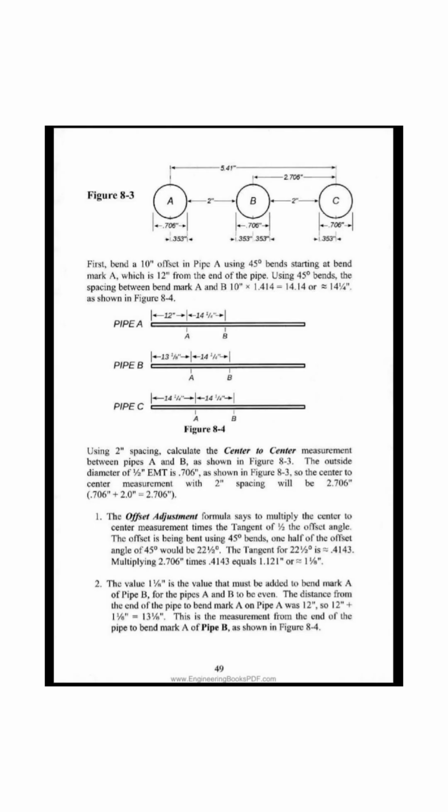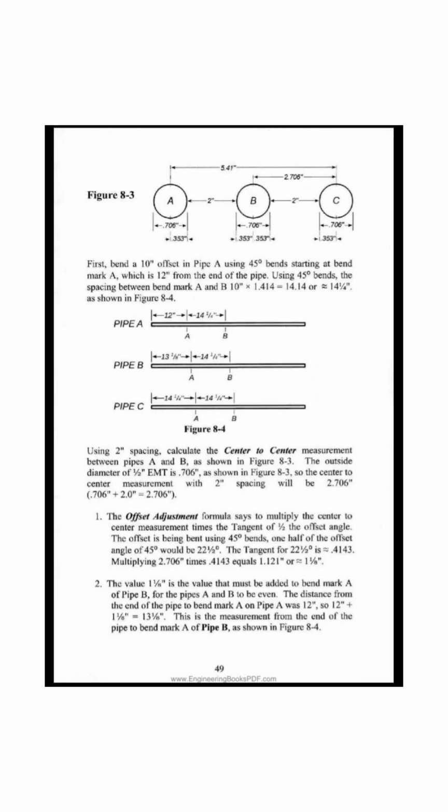Using 2 inch spacing, calculate the center to center measurement between pipes A and B, as shown in figure 8-3. The outside diameter of 1/2 EMT is 0.706, as shown in figure 8-3, so the center to center measurement with 2 inch spacing will be 2.706. 0.706 plus 2.0 inches equals 2.706.